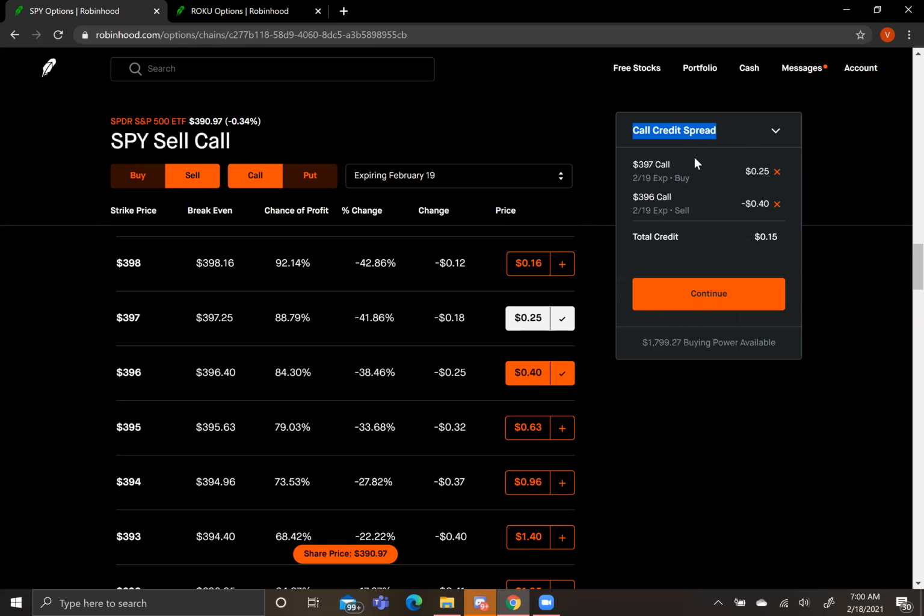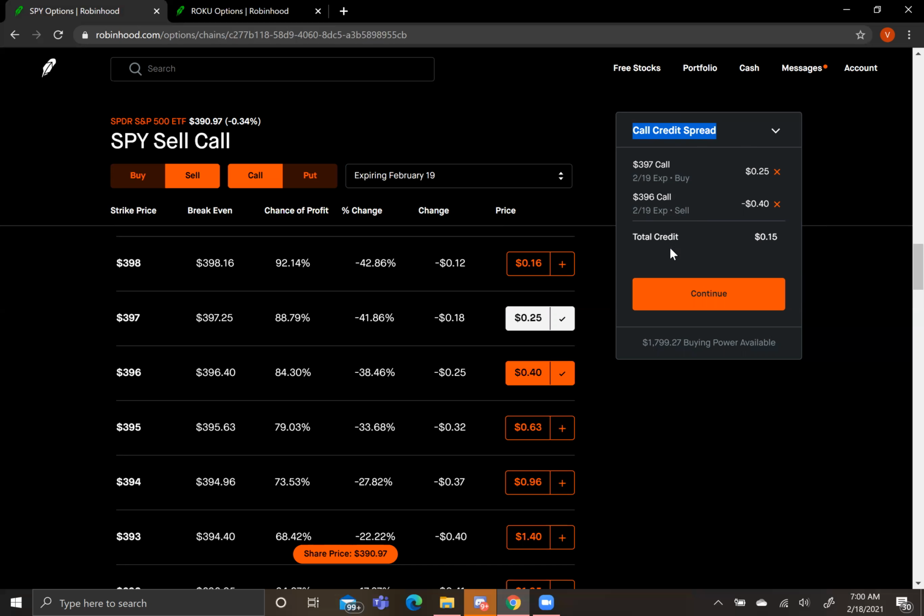If it says anything else, if it says call debit spread or a long put, then you messed up somewhere and you might want to go back and fix it. So it should always say call credit spread up here. So looking at this, it's giving us the two strikes that we did. It's telling us that we bought the 397 call, and at the same time we sold the 396 call.